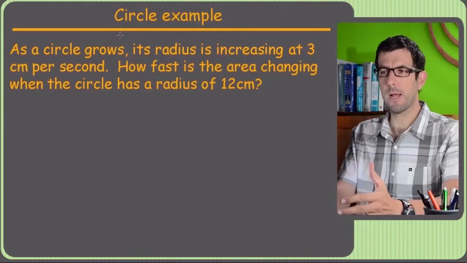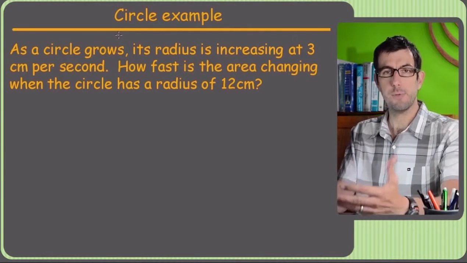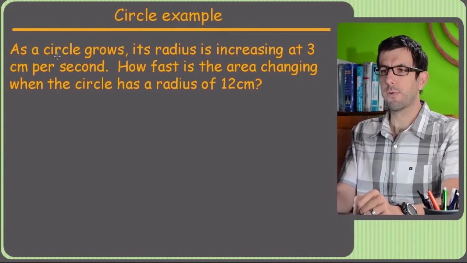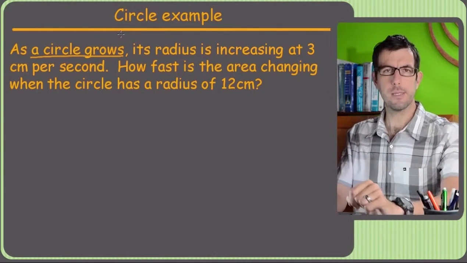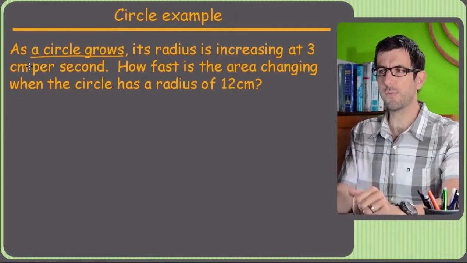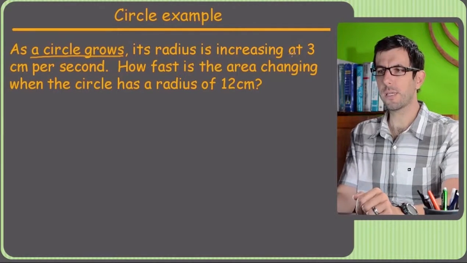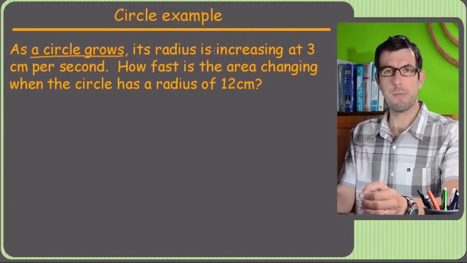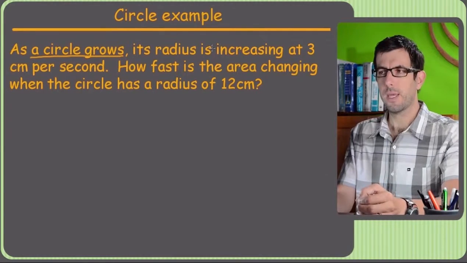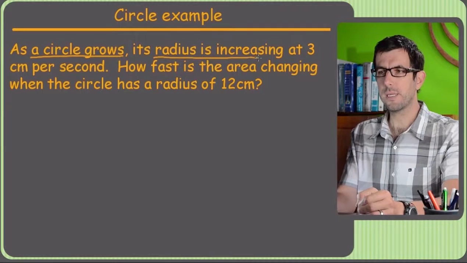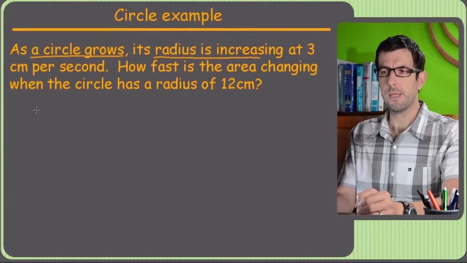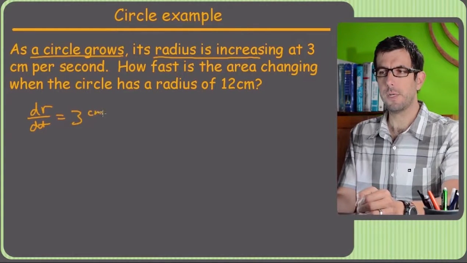All right, so your most basic problems are just going to involve a simple geometric formula. So here we've got a growing circle. That makes sense. The circle's getting bigger. It's changing in size. It's changing in radius. Its radius is increasing at 3 centimeters per second. So here's what I mean about writing down the given information. We practiced this in the previous video a little bit, but the radius is increasing at 3 centimeters per second. So that means that dr/dt, the rate of change of the radius, is 3 centimeters per second.